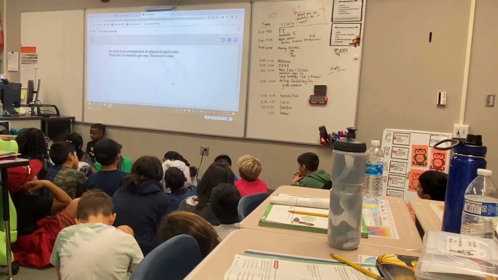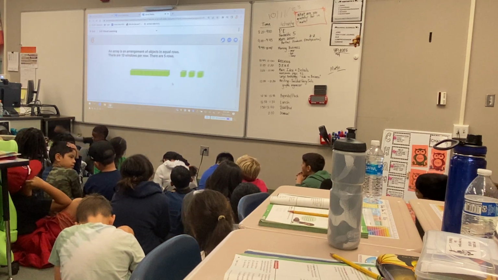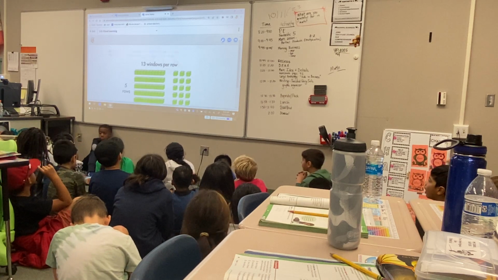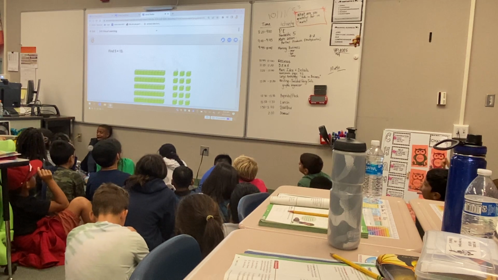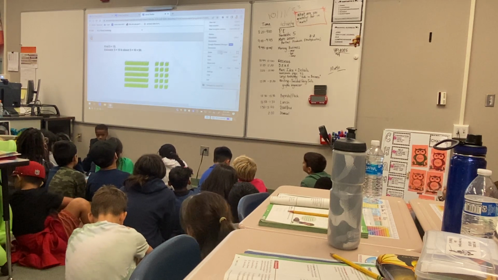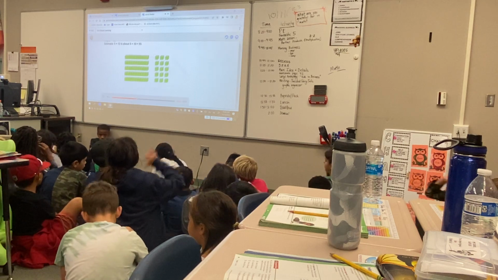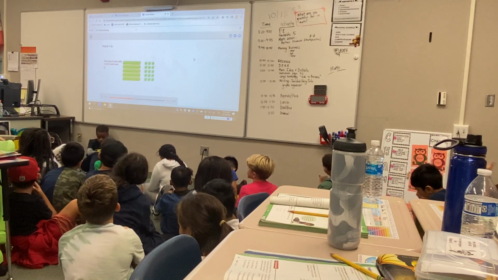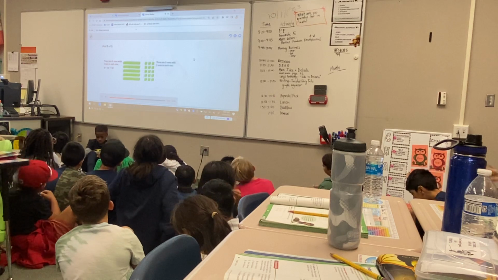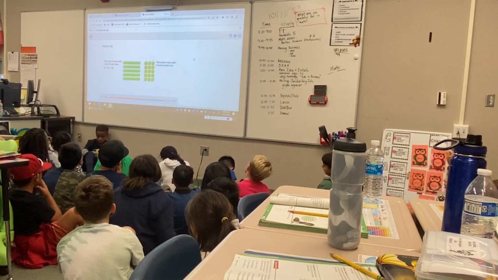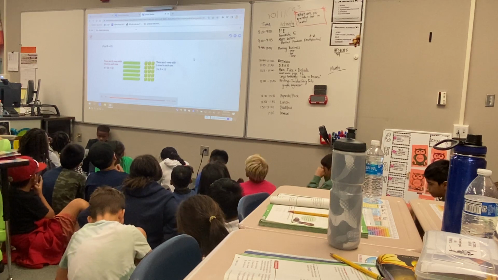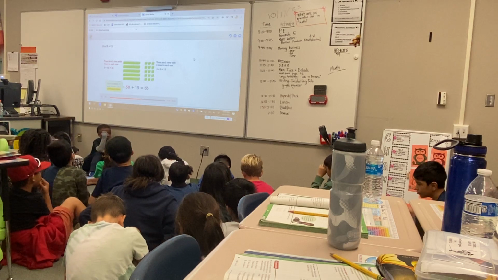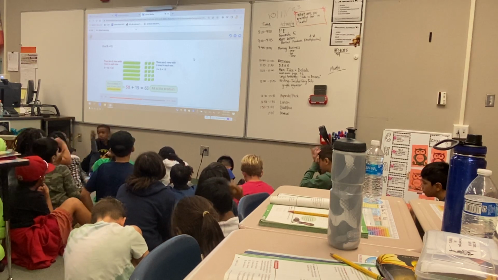An array is an arrangement of objects in equal rows. There are 13 windows per row. There are 5 rows. Find 5 times 13. 5 times 13 is about 5 times 10 equals 50. There are 5 rows with 1 ten in each row. 5 times 10 equals 50. There are 5 rows with 3 ones in each row. 5 times 3 equals 15. 50 plus 15 equals 65. The numbers 15 and 50 are called partial products. 65 is the product.